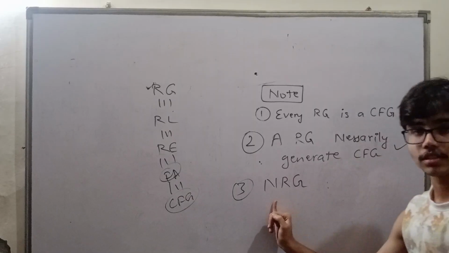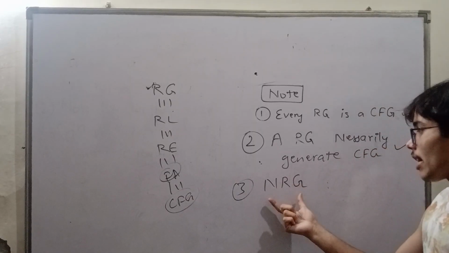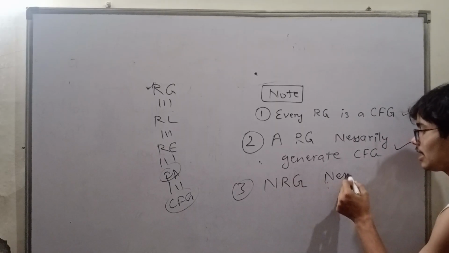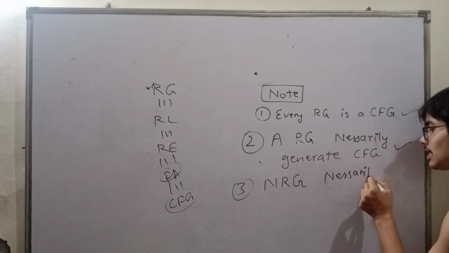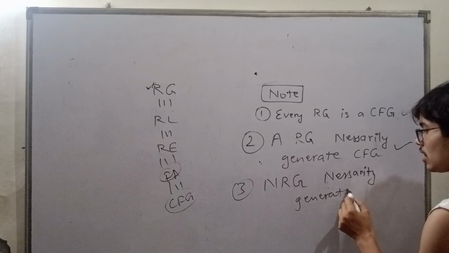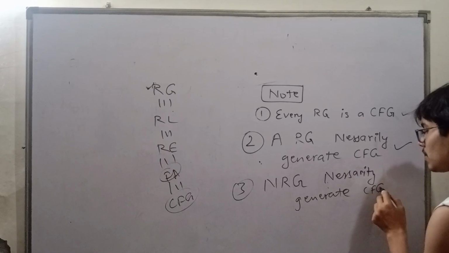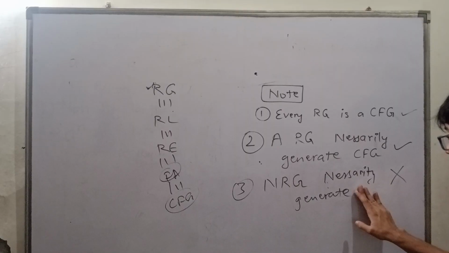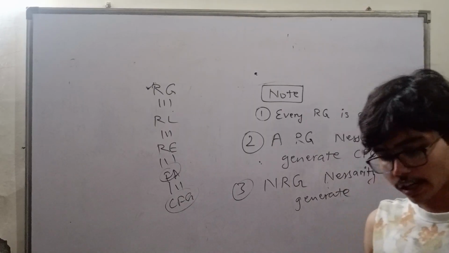I want to ask this tricky question. If you have a non-regular language, is it necessary that it generates a context-free grammar? No, this is wrong. Sorry, it necessarily generates a non-regular language.